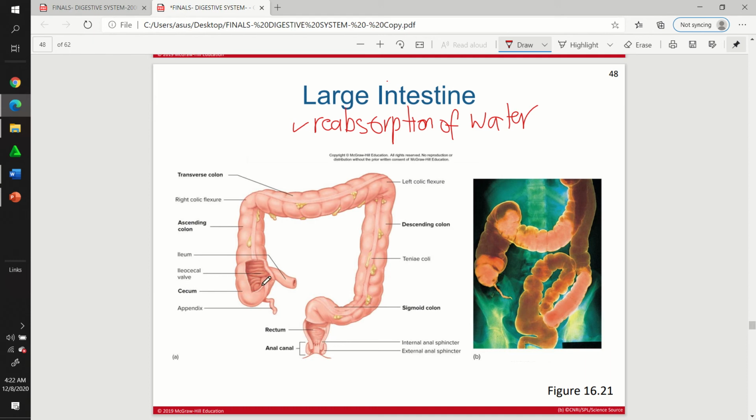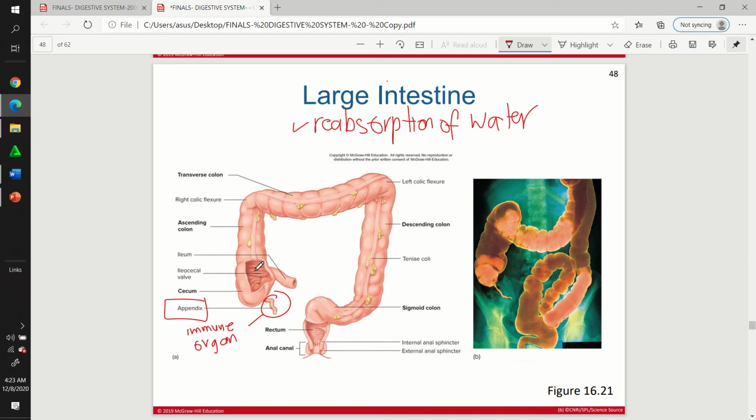Now, here we have your appendix. You see that? It is a little dead pouch hanging off at the start of the large intestine. It is actually considered an immune organ. In microbiology, it is considered a reservoir of good bacteria, helping repopulate the colon after a diarrheal infection.